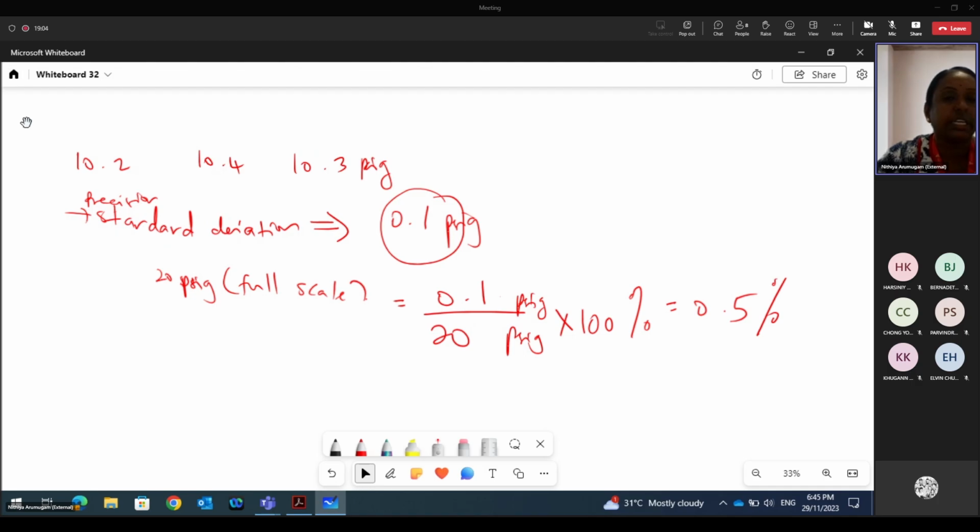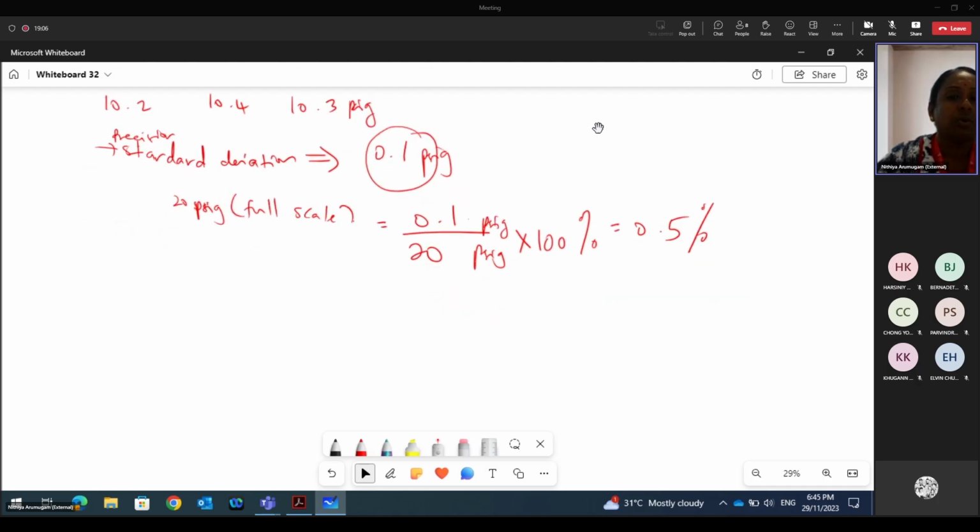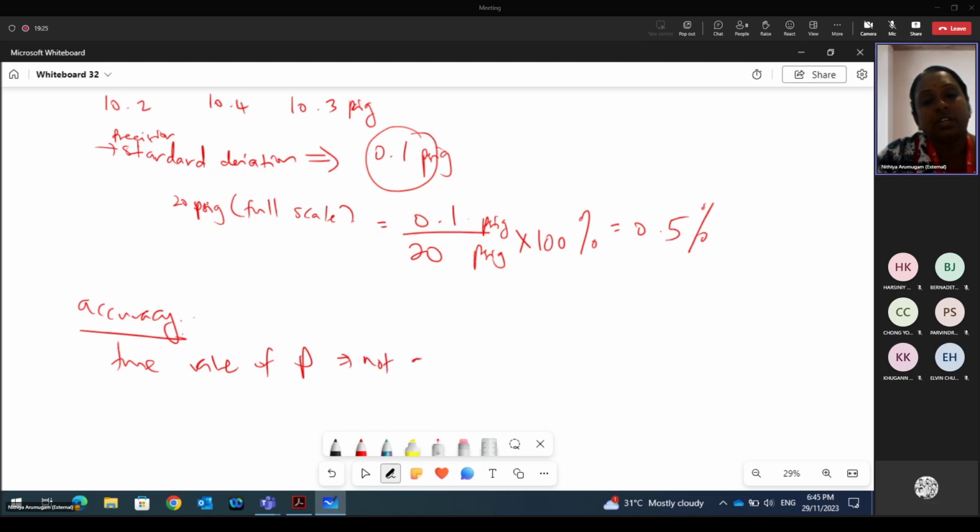Secondly, they ask us to calculate accuracy, how close it is to the target. Now, if you notice in the question, they didn't give us the true value of pressure. It is not given. Without that true value, we cannot tell how close these 3 points are to the true value. Therefore, we cannot define accuracy at this point.